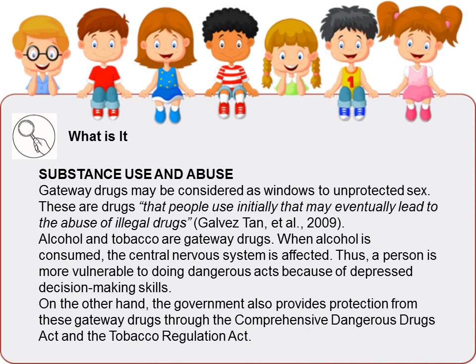So what is it? Substance use and abuse. Gateway drugs may be considered as windows to unprotected sex. There are drugs that people use initially that may eventually lead to the abuse of illegal drugs. Alcohol and tobacco are gateway drugs, and when alcohol is consumed, the central nervous system is affected. Thus, a person is more vulnerable to doing dangerous acts because of depressed decision-making skills. On the other hand, the government also provides protection from these gateway drugs through the Comprehensive Dangerous Drugs Act and the Tobacco Regulation Act.